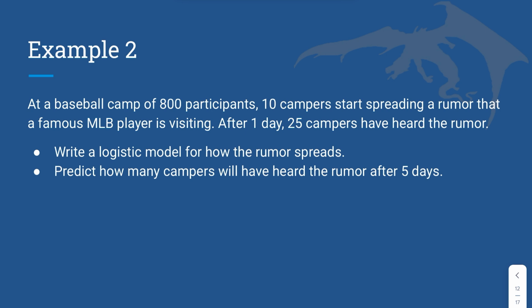Now, let's say we can even look at the spread of rumors at a baseball camp. There are 800 participants at this camp, and 10 campers start the rumor. After one day, 25 campers have heard the rumor. We'll build the logistic model and predict how many campers know the rumor after 5 days.